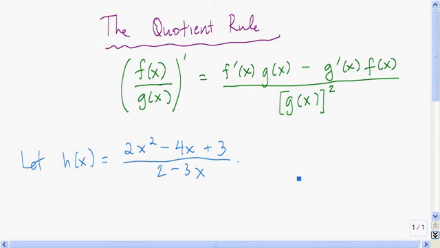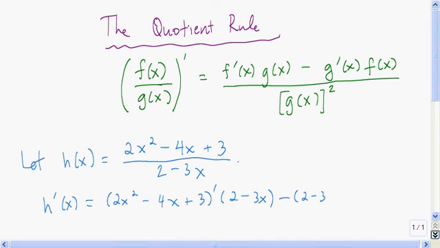Okay, let's differentiate this function here. So we want to find h prime of x. So what we do is we take the top and differentiate it, times the bottom function, minus the derivative of the bottom, times the top. And we divide all of that by the square of the bottom.